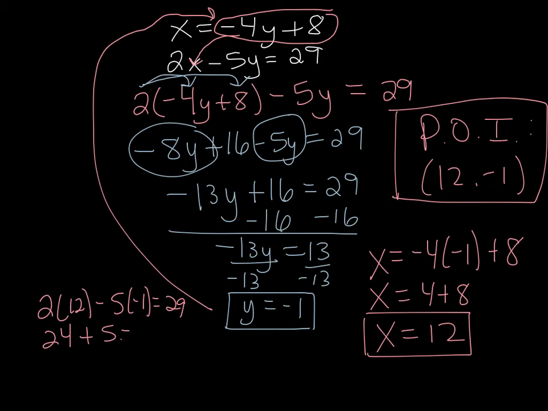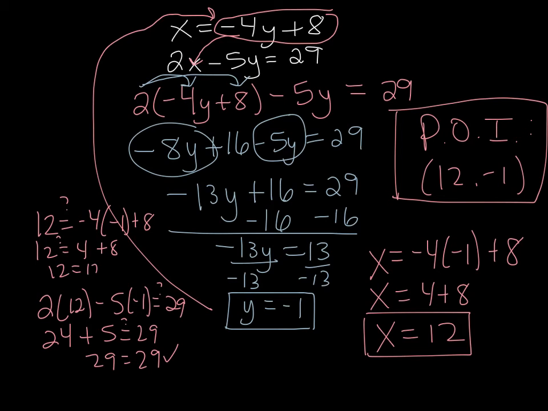So 24 plus 5. Does that give us 29? Yes, it does. It also works in the top equation that we used to solve for x. 12 equals 4 plus 8. So we can see the x and y values work in both equations, and you should always take time when you're done finding your point of intersection to check that and verify that yes, that xy value does work in both equations. If it doesn't, you've made a mistake, you haven't found the correct point of intersection.